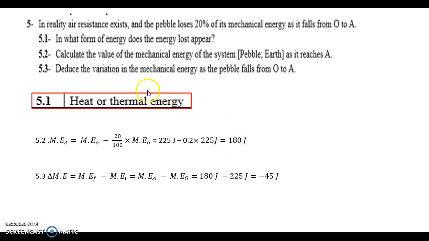Now calculate or deduce the variation in the mechanical energy as the pebble falls from O to A. The rule of the variation in the mechanical energy is mechanical energy final minus initial. The final position here is A and the initial position is O. So 180 minus 225 joules is minus 45 joules.